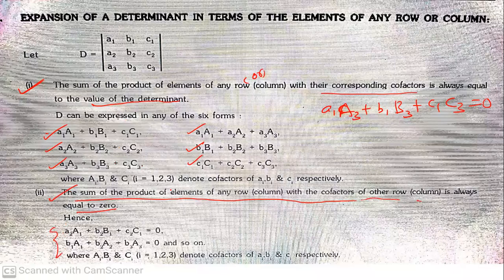Anyone having doubts about this one? If anyone has doubts, send it in the box. Okay, send the message. Good, thank you, all of you. No doubts means verified.